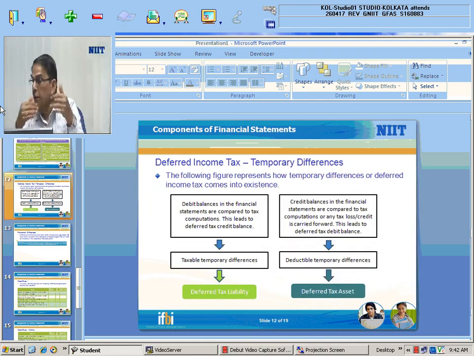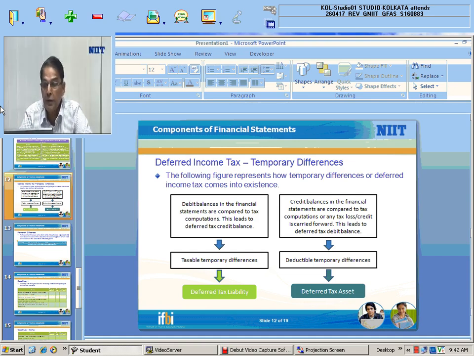The following figure, the diagram, represents how temporary differences or deferred income tax come into existence. Debit balances in the financial statements are compared to tax computation. This is due to taxable temporary difference, so it gives rise to deferred tax liability.